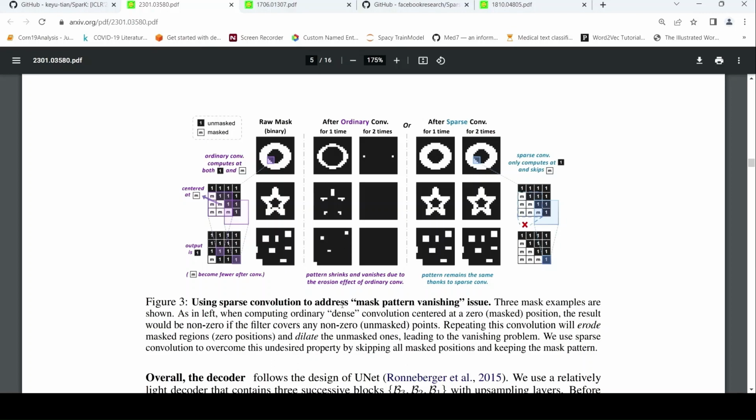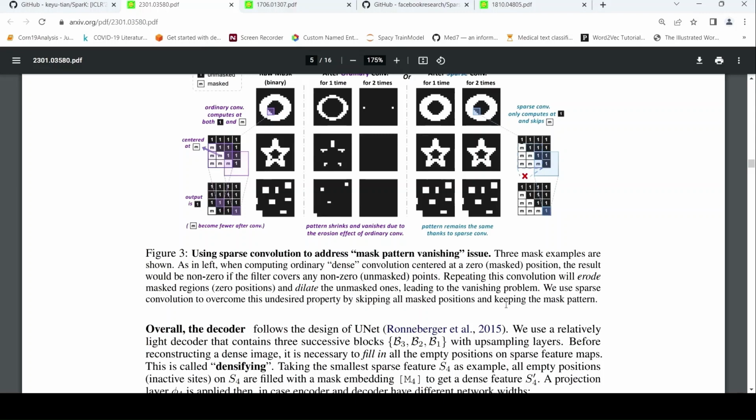So what they say is that when computing ordinary dense convolution centered at 0, which is the masked positions, the result would be non-zero if the filter covers any non-zero unmasked points. Repeating this convolution will erode the masked regions and dilate the unmasked ones, leading to the vanishing problem. So what they do is make use of sparse convolution, which will only do convolution on the unmasked regions, by skipping all masked positions and keeping the mask pattern as such. So this retains the mask pattern.